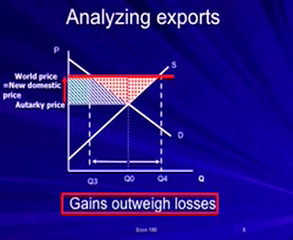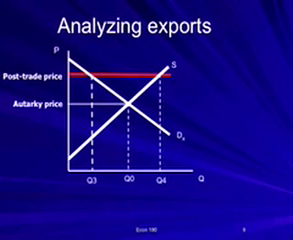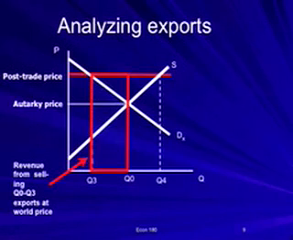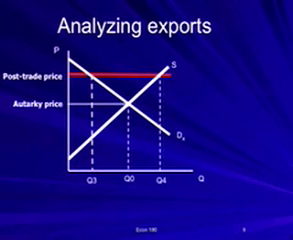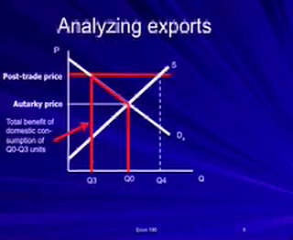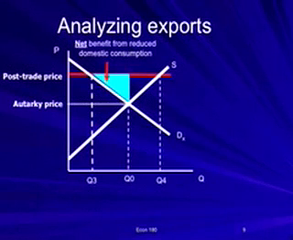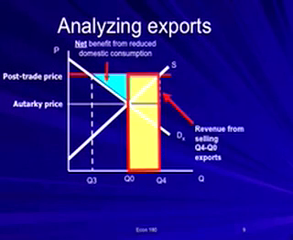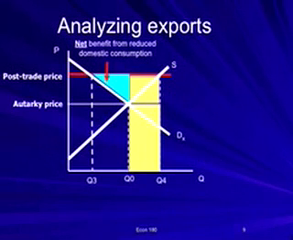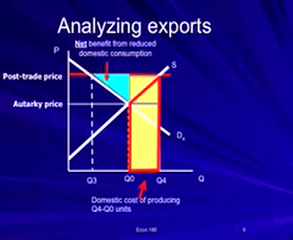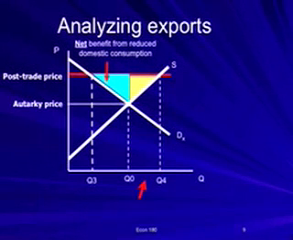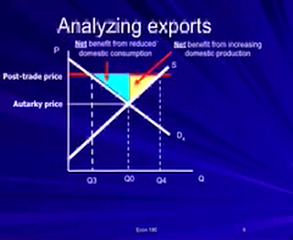Domestic firms earn the revenue indicated by this rectangle by selling Q0 to Q3 exports abroad. Domestic consumers valued this by the area given by this trapezoid. That means that the net benefit from reducing domestic consumption is given by this triangle. Increased domestic production gives revenue equal to this yellow rectangle. This increased production cost this trapezoidal area, resulting in a net benefit from increasing production and selling the balance on the world market.